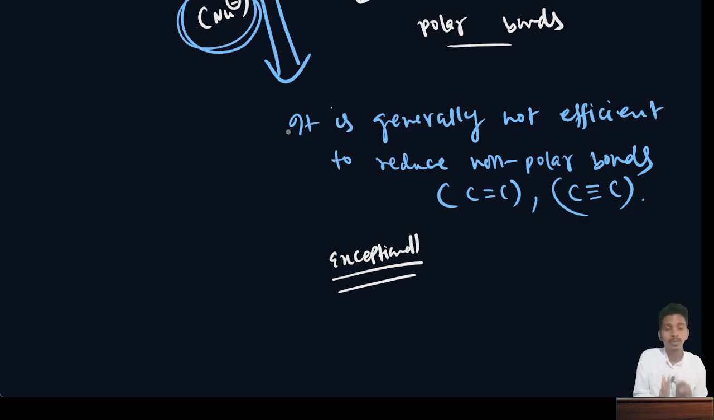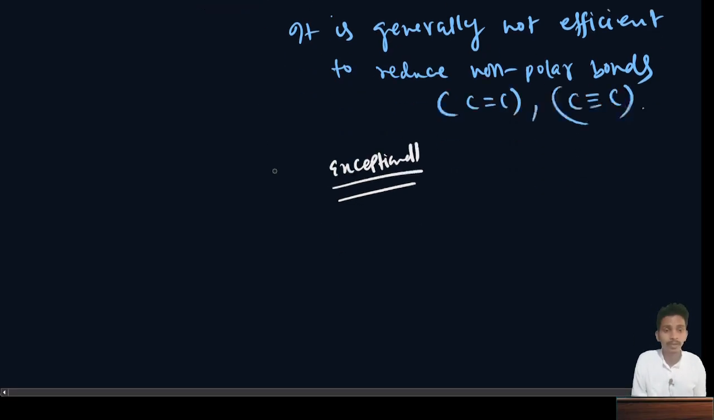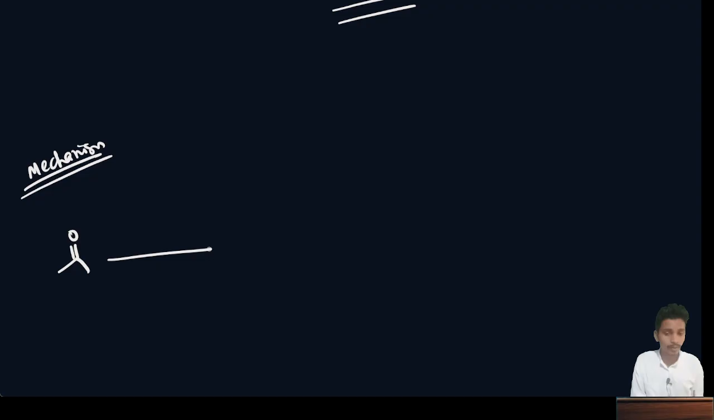First we will look at the mechanism, how it goes. After that we will take all these cases example-wise. So first we will look at the mechanism of lithium aluminum hydride. Let's say we have this type of carbonyl group and you are doing the reaction with lithium aluminum hydride.